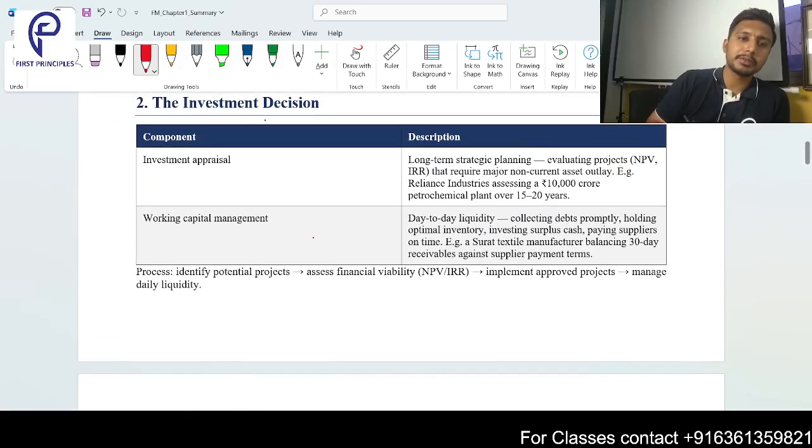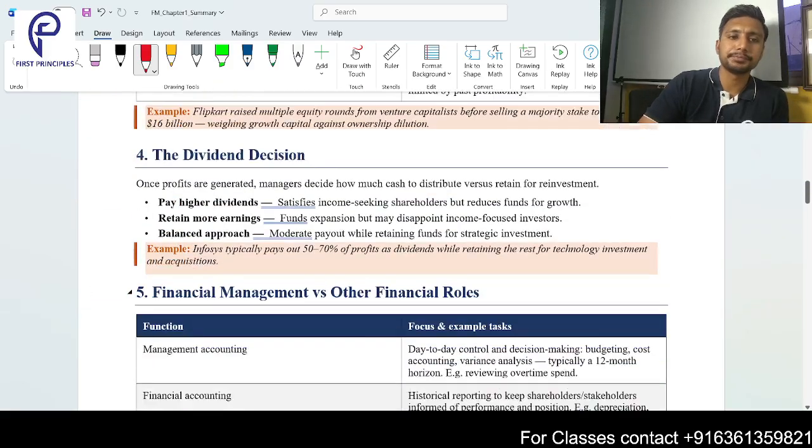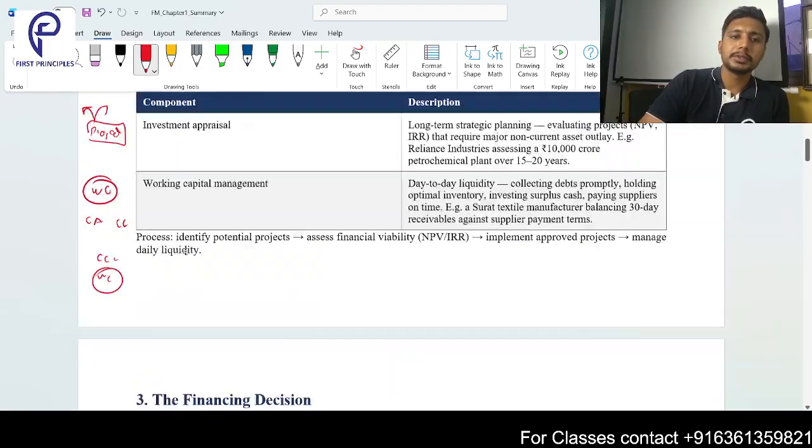First, we look into the investment decision. Here it is about investment appraisal. Before doing a project, you assess whether the project is good for you or not: the returns of the project, the requirements of the project, and whether it matches the risk-return profile that you as an organization are looking to subscribe to. Next, you look into working capital management: how do you manage current assets and current liabilities, and how do you fund your working cycle, your cash conversion cycle? How do you fund it? So this is about the investment decision.